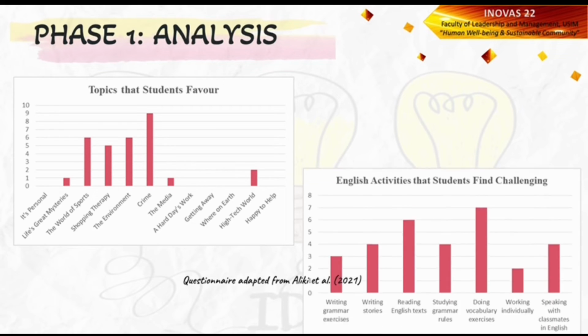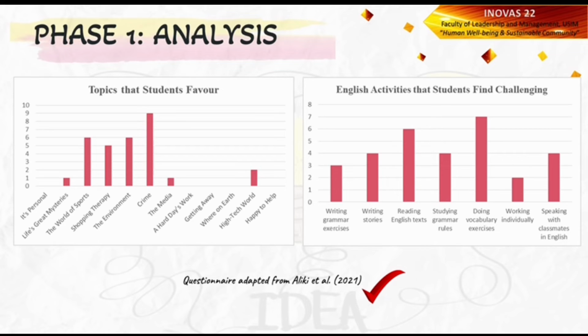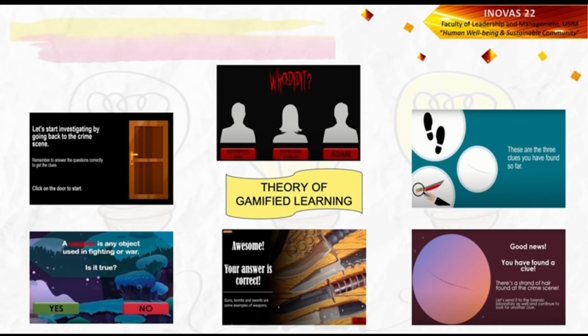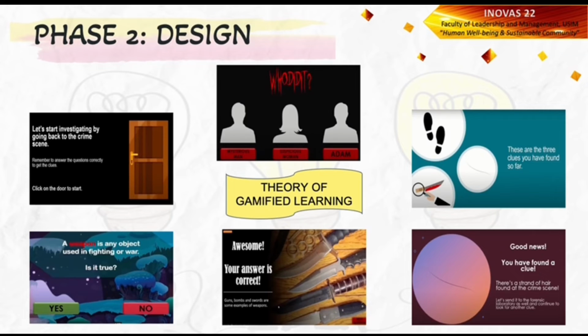These students also struggled with doing vocabulary exercises in their new KSSM textbook. The needs analysis showed that students prefer the topic on crime, and most of them faced difficulties in learning vocabulary due to rote memorization. Which is why the design for Who Did It was based on the theory of gamified learning. It was proposed that the presence of game elements would influence the level of motivation and thereby improve learning outcomes. In this case, learning crime vocabulary.